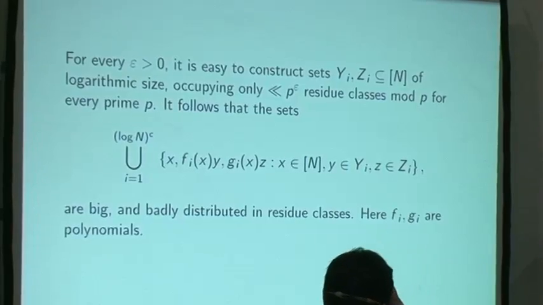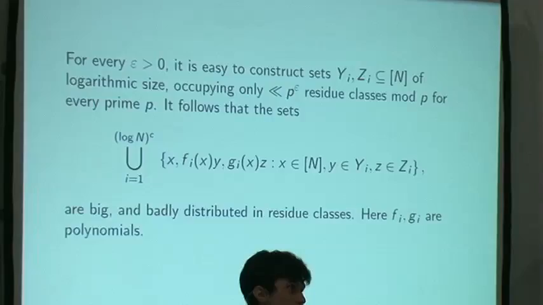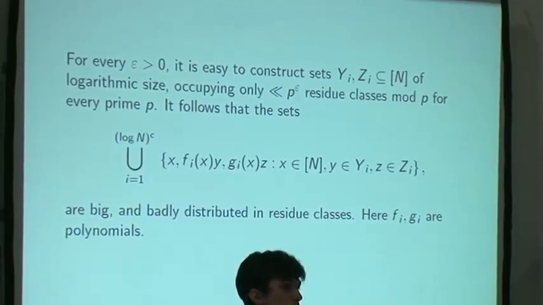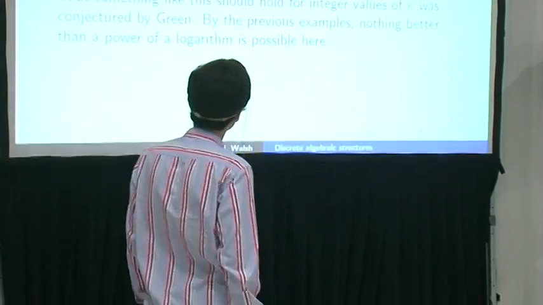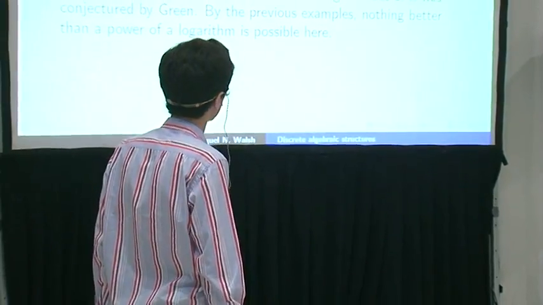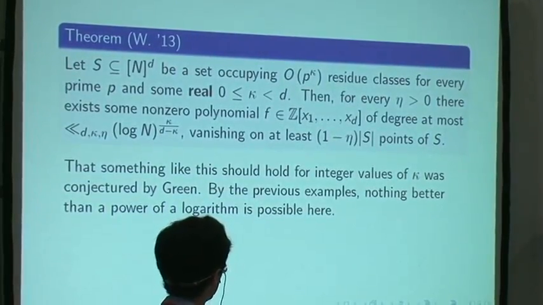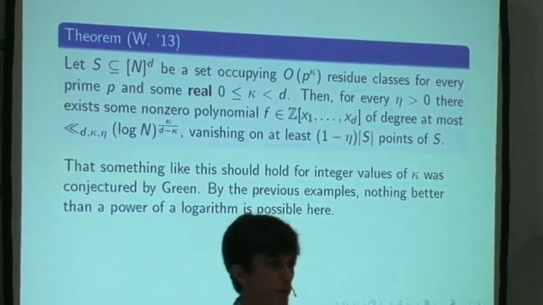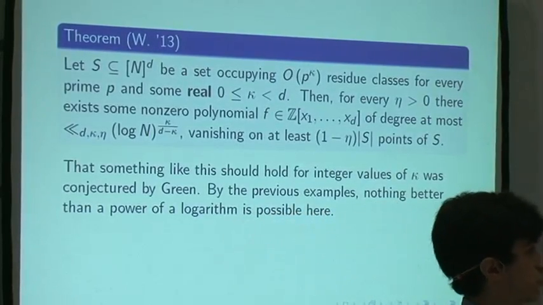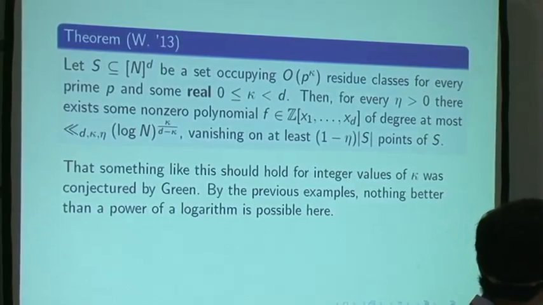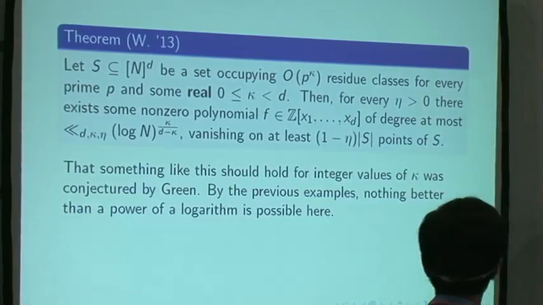But it is remarkable that in fact, you try to play with this, try to make worse and worse examples, but you cannot do much worse than this. So this is another result, which says that you have a set occupying p to the kappa residue classes for every prime p and some real kappa. Before we needed the integer assumption, it was necessary, but now for this general result you need no assumption on kappa. This is just for any kappa, so any set, any number of classes that is small.